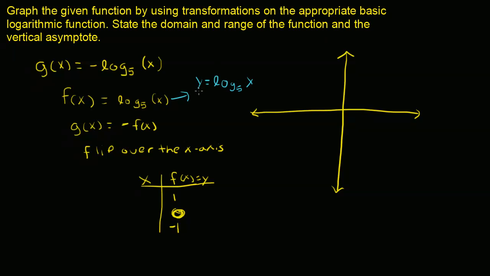Okay, so logs equal exponents. That's the same thing as saying the base is 5, so 5 to the exponent y equals x. So when y is 1, x is going to be 5. When y is 0, x will be 1, because anything to the 0 power is 1. When y is negative 1, x will be 1/5.